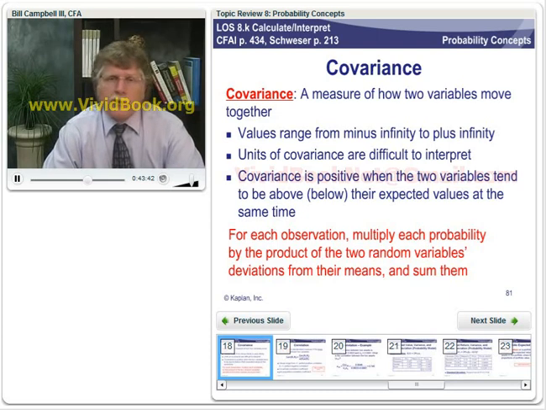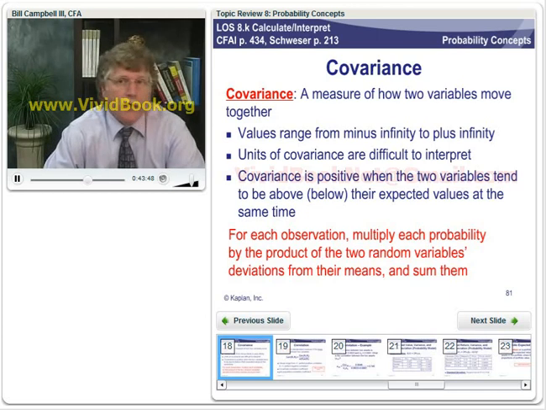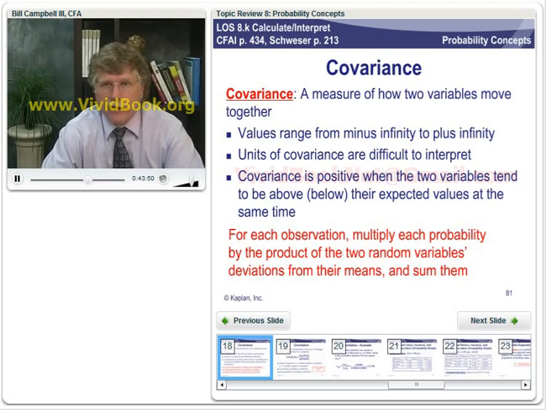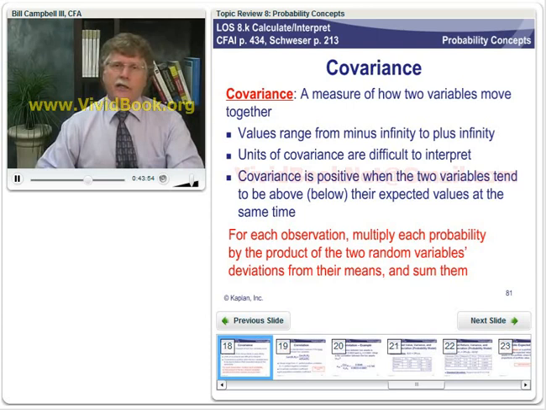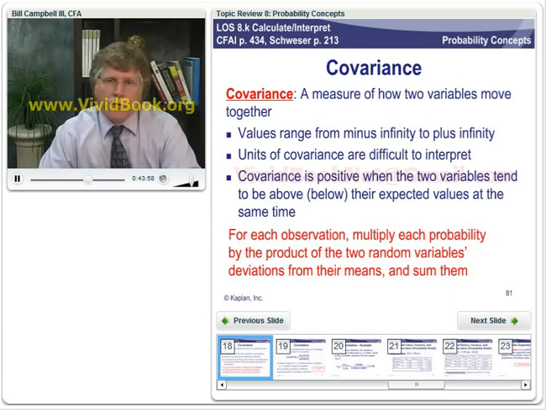The numbers can be positive, they can be negative, they can be zero, they can be big, they can be small. They could range from negative infinity all the way up to positive infinity. Notice that second bullet point there. It says units of covariance are difficult to interpret. The units of covariance will be the units on the x's times the units on the y's.